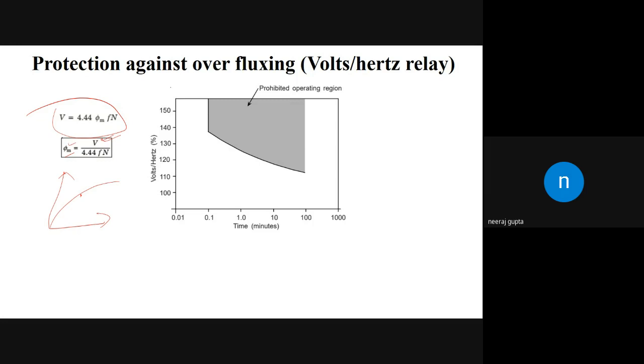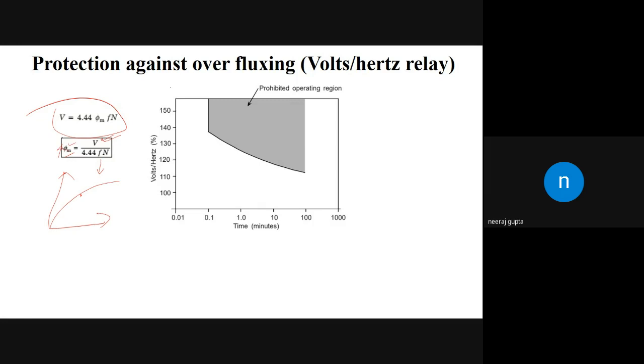So it's not desired in a transformer, because if such conditions continue for a long amount of time, we should have a relay for that very purpose. And overfluxing also occurs whenever there is a decrease in the frequency, that is, under frequency operation. Let us suppose the frequency decreases, then the flux has to increase also.